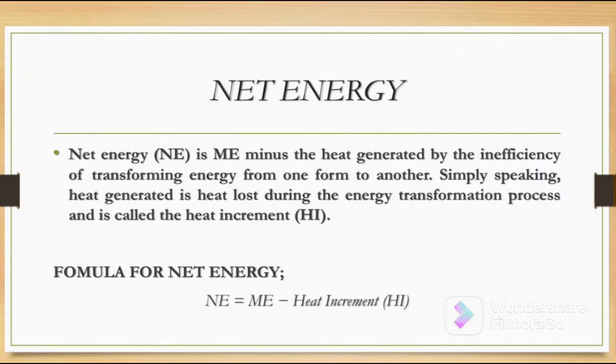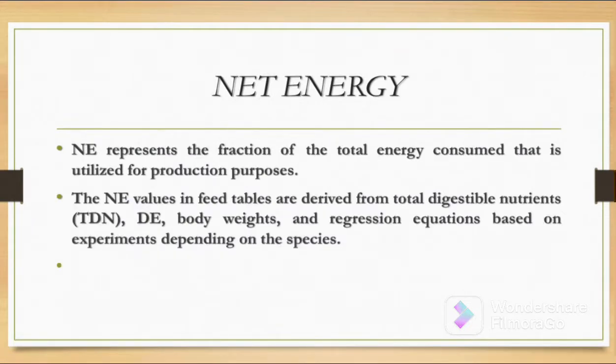Now, let's move on to the net energy. Net energy is ME minus the heat generated by the inefficiency of transforming energy from one form to another. Simply speaking, heat generated is heat lost during the energy transformation process and is called the heat increment, or HI. So here's the formula for net energy. NE represents the fraction of the total energy consumed that is utilized for production purposes.